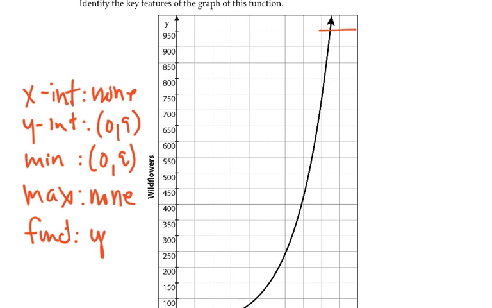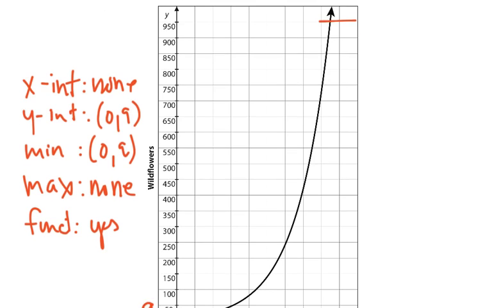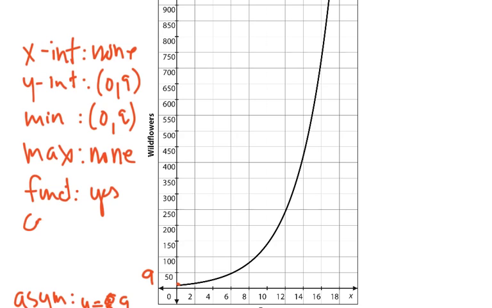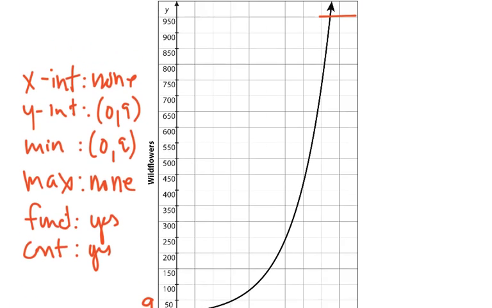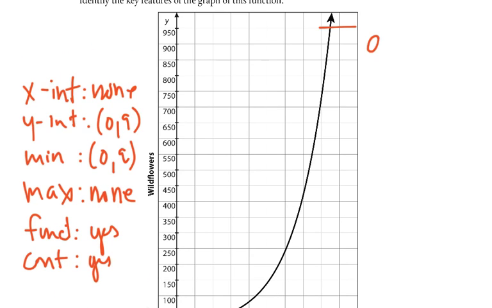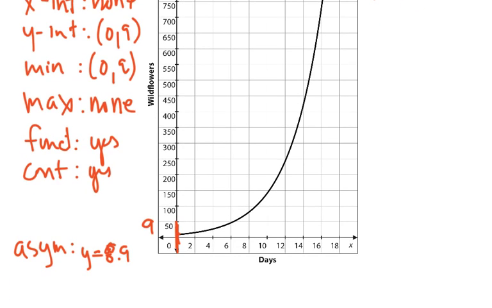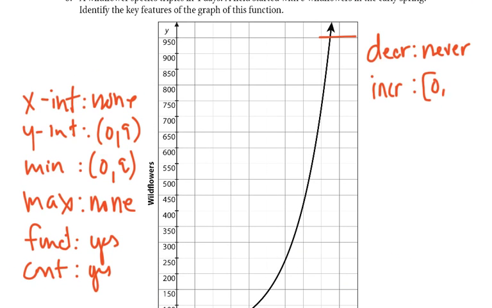Okay, is it a function? Yes, 2 groups. Pattern, 1 to 1. Is it continuous? Yes, it just keeps going and it goes everywhere in between. Now, is it decreasing? Never. Increasing? Well, it starts increasing here at 0 for x, and it's going to keep increasing until we get out to infinity. So 0 to infinity, which would also be our domain, and would also be where it's positive, right? Because it's never negative.